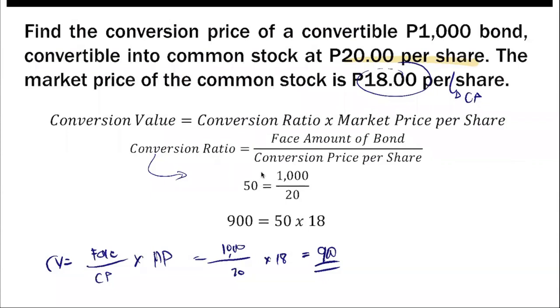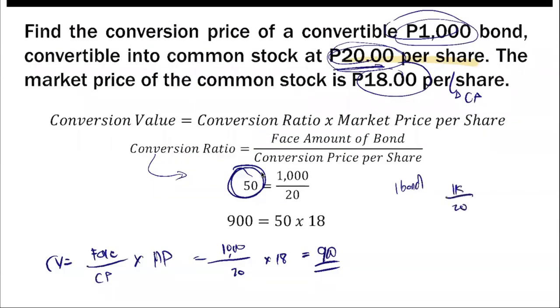Sir, why is conversion ratio known as face amount all over conversion price? Because if we have a 1,000 bond and you can convert it into common stock at 20 pesos, how many shares can you convert? So how many 20 pesos share are there in 1,000 bond? There is 50. That's why it's known as conversion ratio. So a share is only worth 20 pesos and a bond is worth 1,000. So how many shares can be converted out of one bond? If one share is only 20, so 1,000 divided by 20, how many shares can there be? 50. And you multiply it now to your market price, that is the amount of the conversion or the value of the conversion of the bond.